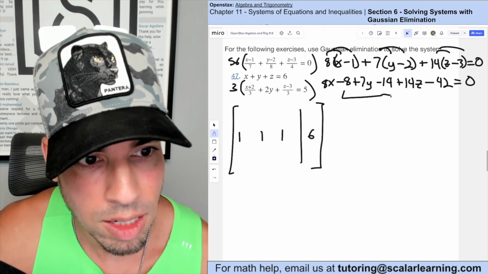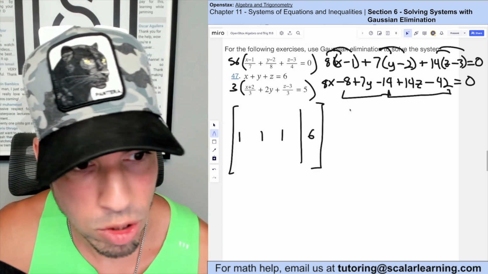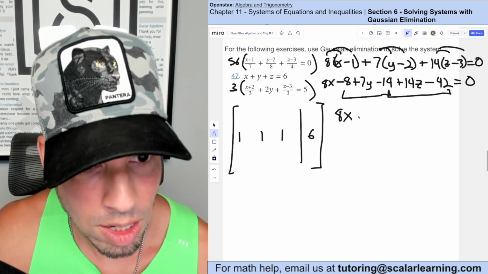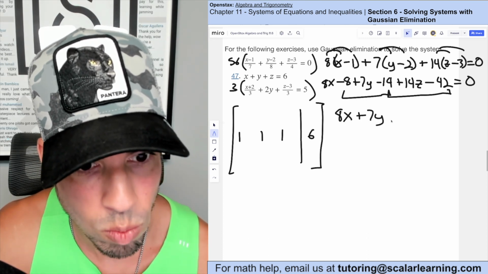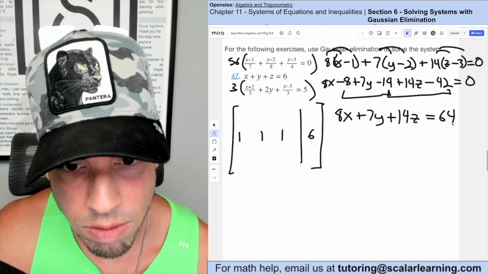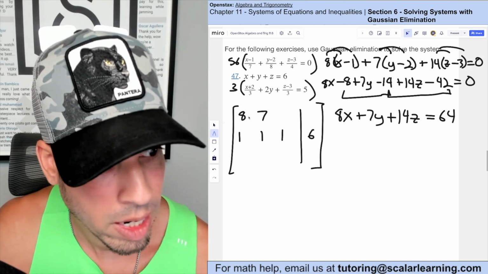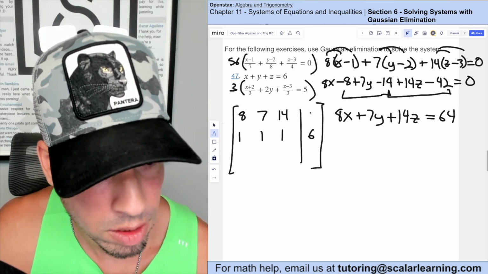Now as we combine negative 8, negative 14, and negative 42, that's negative 22 plus negative 42 is negative 64. So we got 8x plus 7y plus 14z is equal to 64 because we're going to add it to both sides. So that's going to be the new first equation. So we enter in 8, 7, 14, and 64.